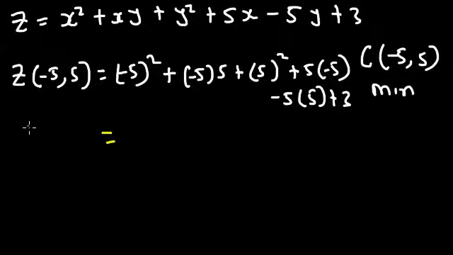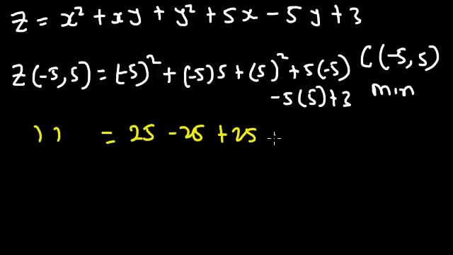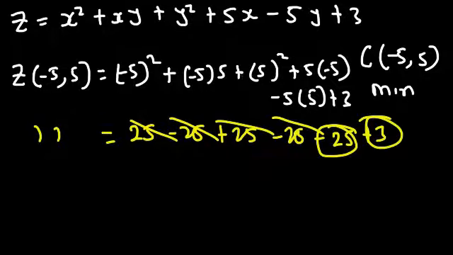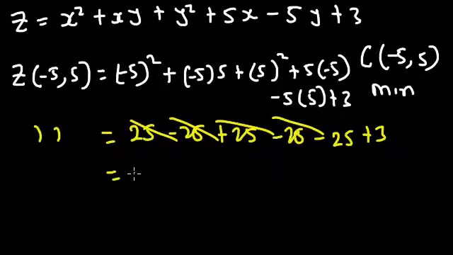So this is indeed equal to minus 5 squared is 25. Then plus minus 5 times 5 is minus 25. 5 squared is 25. 5 times minus 5 is minus 25. Minus 5 times 5 is minus 25. Minus 25 plus 3. Minus 25 plus 3 is minus 22. So the minimum value is minus 22. And yes, we have the final answer.